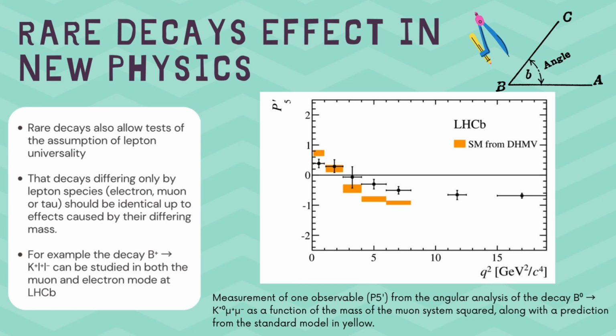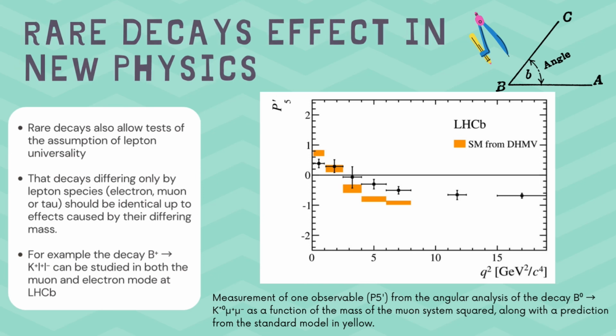Rare decays also allow tests of the assumption of lepton universality. The decays, differing only by lepton species, electron, muon, or tau, should be identical up to effects caused by their differing mass. For example, the decay of the beauty quark can be studied in both the muon and electron modes at LHCb.